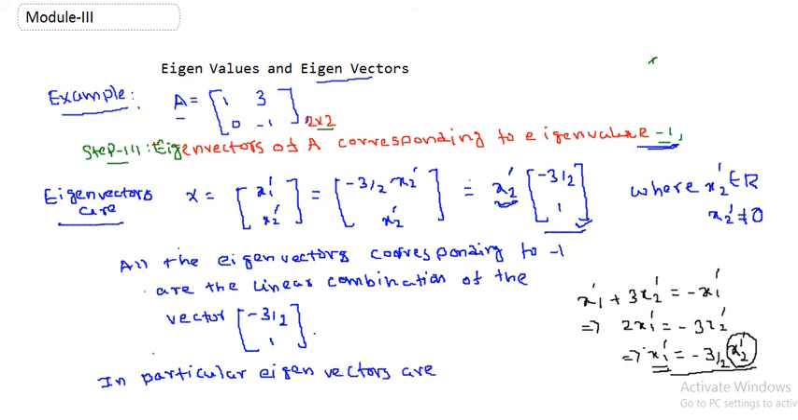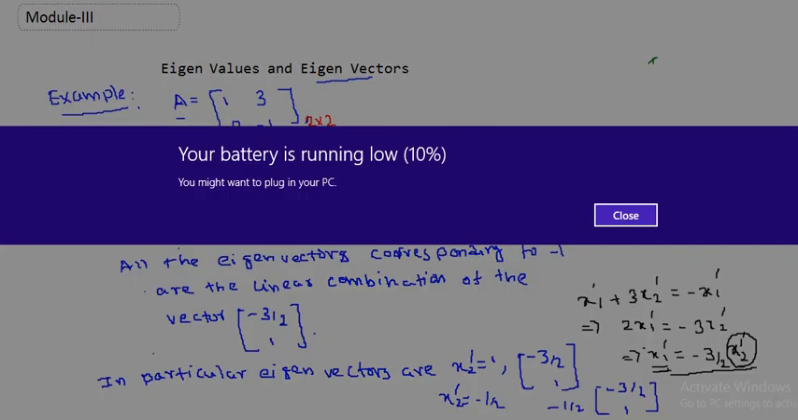So who are the particular eigenvectors? We just put a value of x2 dash. For example, if I put x2 dash equals 1, we get the eigenvector (minus 3 by 2, 1). If I put x2 dash equals minus 1 or minus half, we get another eigenvector, minus half into (minus 3 by 2, 1). If I put x2 dash equals 2020, we will get 2020 times that.